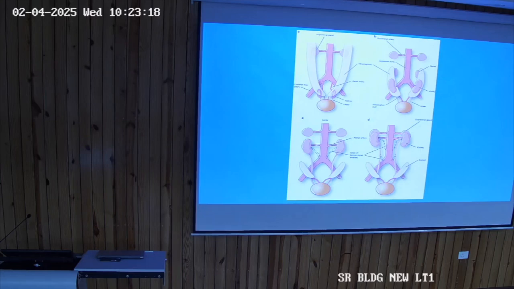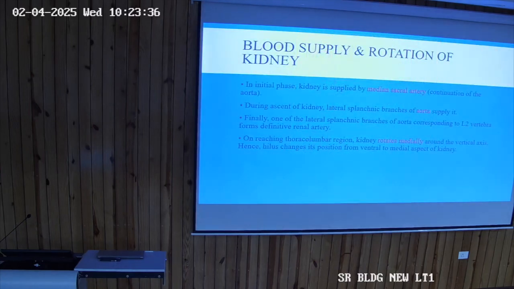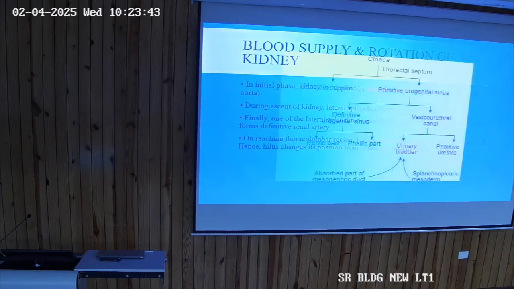Then it ascends upwards and it is derived from the lateral phrenic branches, and finally the renal artery arises laterally at the level of L2, at the level of L2. So median sacral artery, then the lateral phrenic branches, and finally the renal artery at the level of L2.